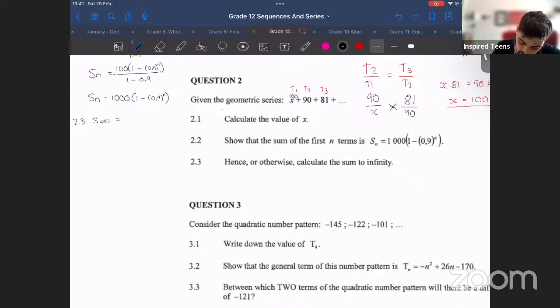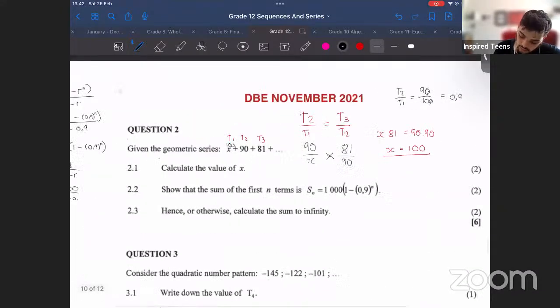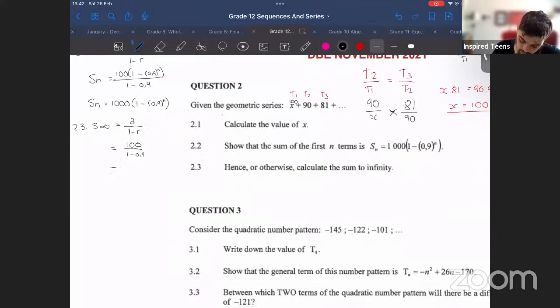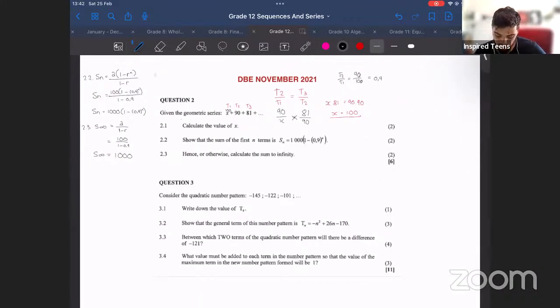Sum to infinity is equal to a over 1 minus r, which is equal to 100 over 1 minus 0.9, which is 1,000, I think. Okay, sum to infinity. Very easy set of questions, to be honest, nothing too complex.